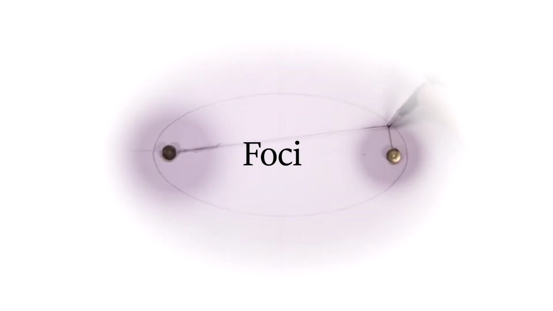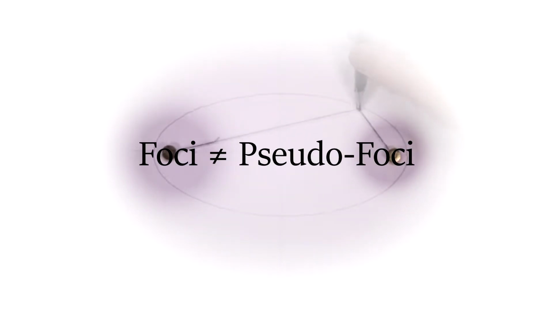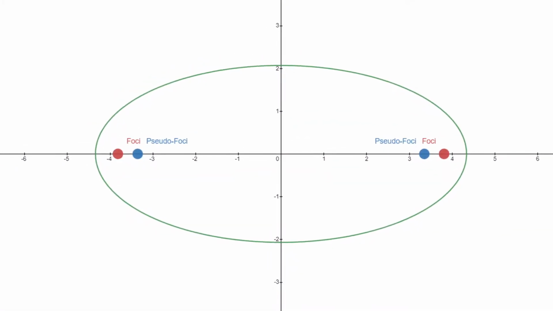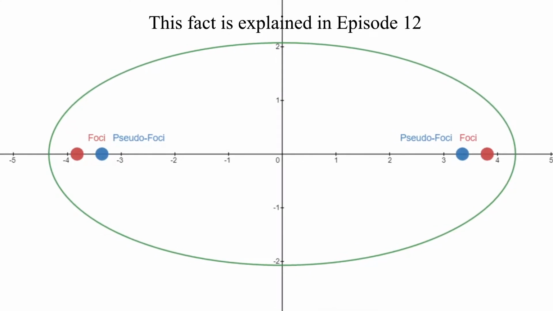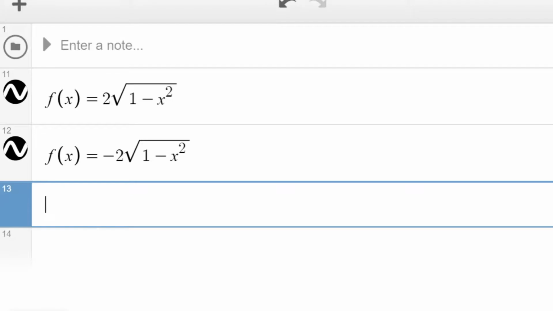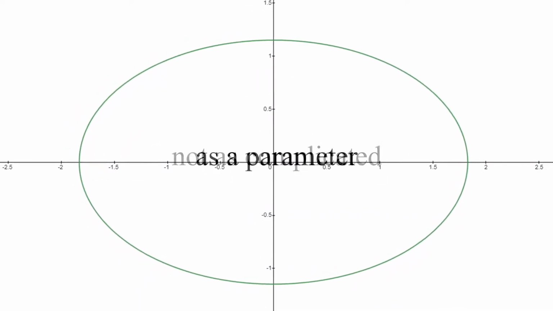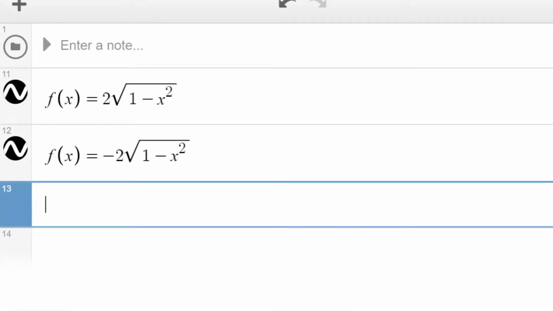These foci are not to be conflated with its pseudo-foci, which you may know are farther from the curve compared to the real foci. This fact is explained in episode 12, where the ellipse is treated as two functions of which its PFs are found. However, in this video, the ellipse is treated as a parameter rather than a function.